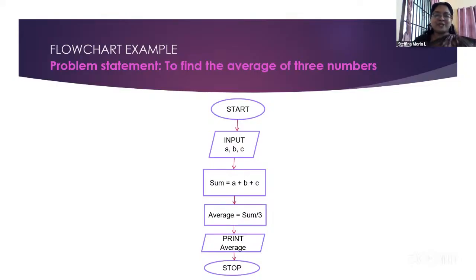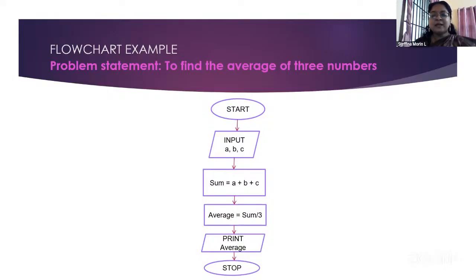Here is a flowchart example. First, the problem statement, same thing: to find the average of three numbers. First it starts with the oval symbol, start and stop. Then you go for the input or output statement in a parallelogram. That is input A, B, C, and print average. Here you go for the computations in your rectangle. That is sum equal to A plus B plus C, and average equal to sum divided by 3. That is a flowchart example.